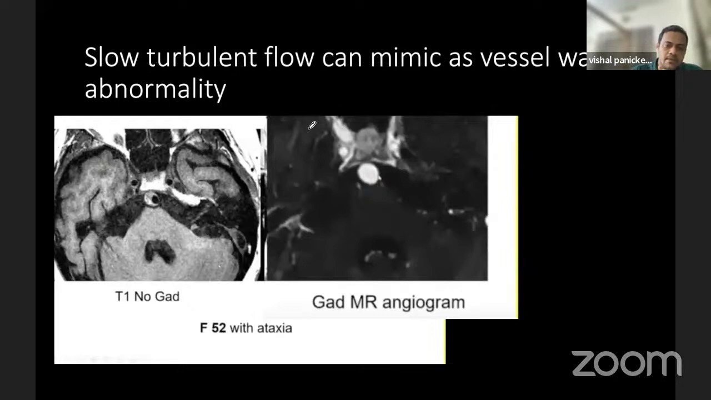wall abnormality. We can get slow turbulent flow with dilated vessels, like whenever there is an aneurysm or a tight stenosis which produces slow flow. In these cases, the vessel wall imaging may show abnormality.